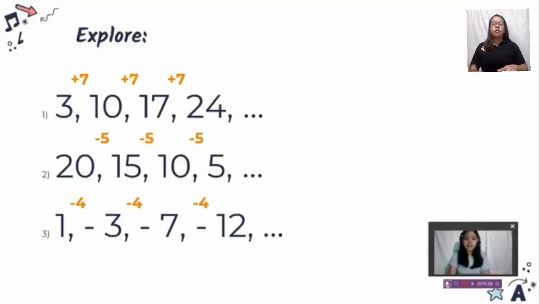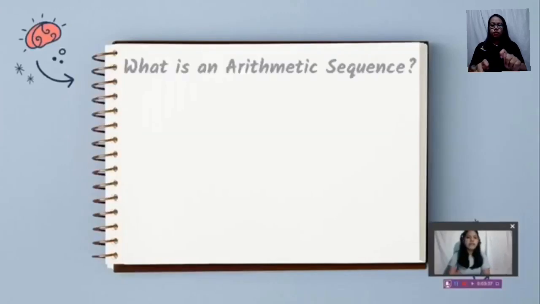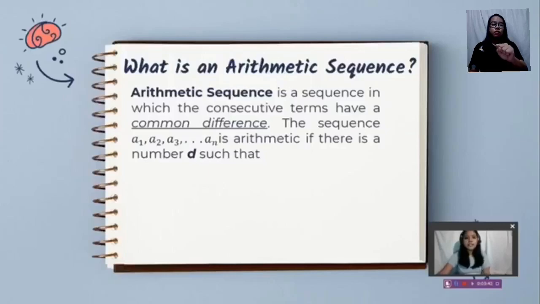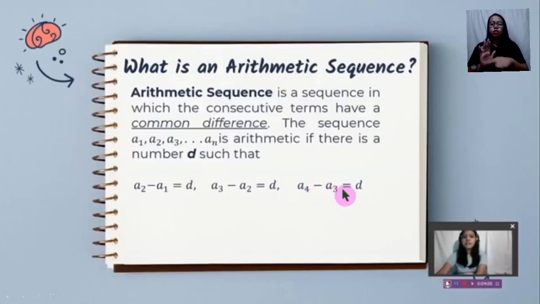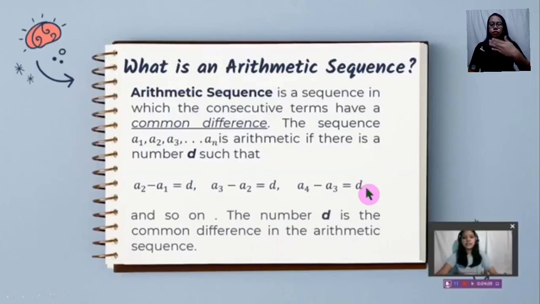The differences are the same. Now let us try to define what an arithmetic sequence is. An arithmetic sequence is a sequence in which the consecutive terms have a common difference. The sequence a sub 1, a sub 2, a sub 3 until a sub n is arithmetic if there is a number d such that a sub 2 minus a sub 1 is d, a sub 3 minus a sub 2 is d, and a sub 4 minus a sub 3 is d, and so on. The number d is the common difference in the arithmetic sequence.